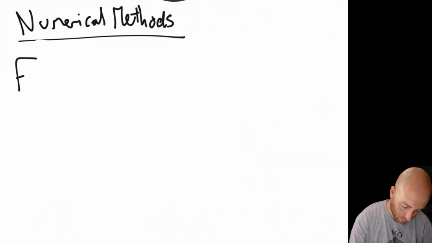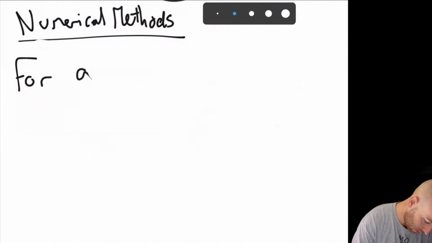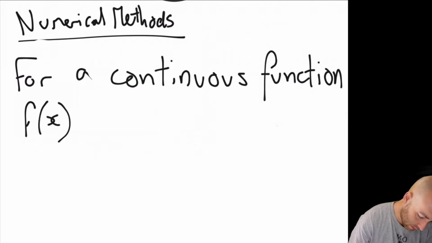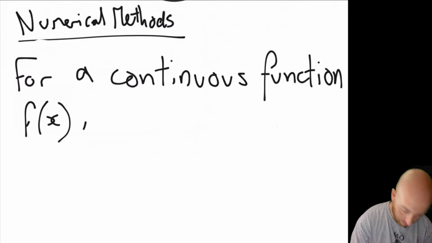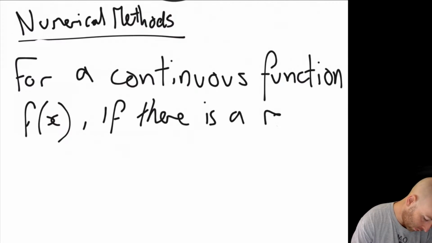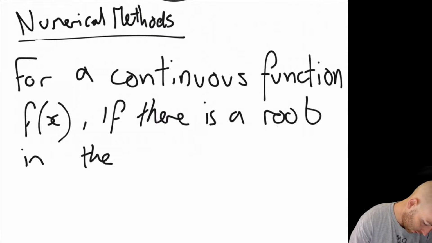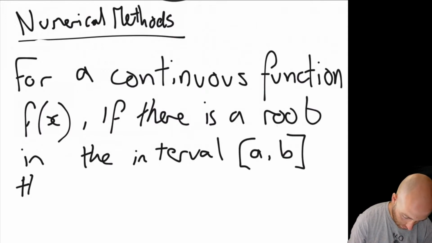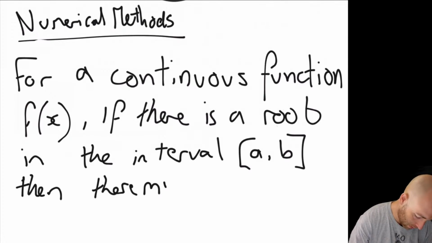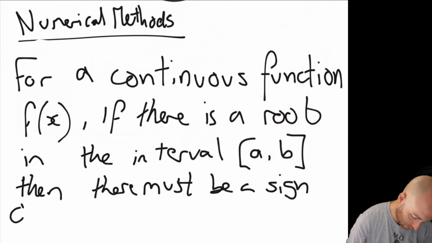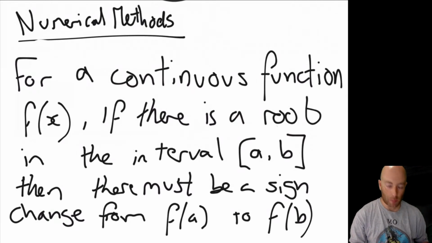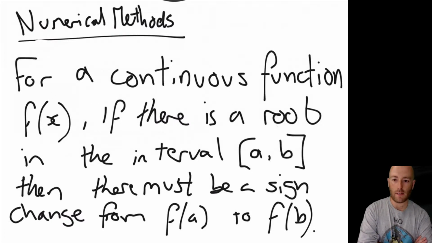So here's the mathematical speak. For a continuous function f of x, if there is a root in the interval AB, then there must be a sign change from f of A to f of B. So for a continuous function f of x, if there is a root in the interval AB, there must be a sign change from f of A to f of B.